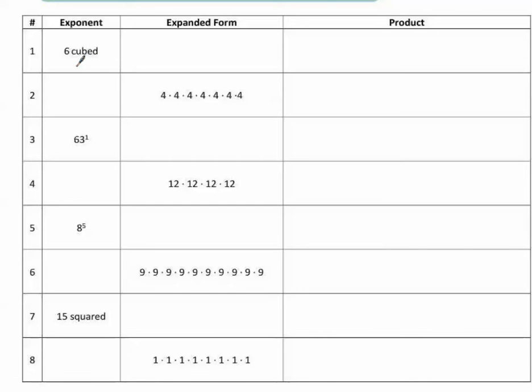Six cubed, which also is 6 to the third power, in expanded form is 6 times 6 times 6. Your exponent, 3, tells you how many times to multiply the base. So you're going to multiply 6 3 times. When you multiply that together, you get an answer of 216.